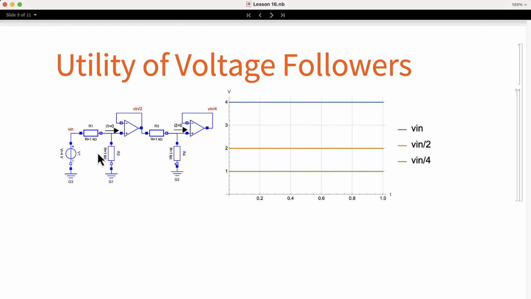In this diagram, you can see two voltage followers. The first one creates a copy of the first voltage divider and provides it to the second. The second voltage follower makes a copy of V over 4 and provides that voltage to be used without affecting the behavior of this second voltage divider. In the plot, we can see the simulation results. These results are correct. For 4 volts, we get as output 2 volts and 1 volt.